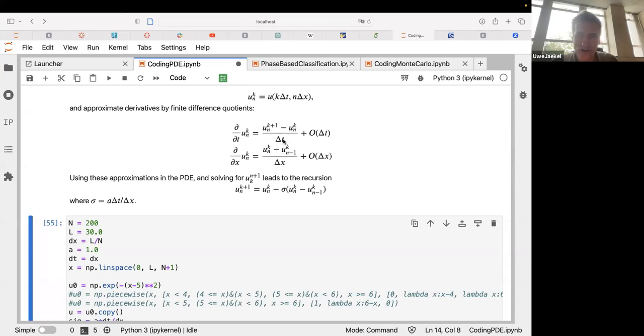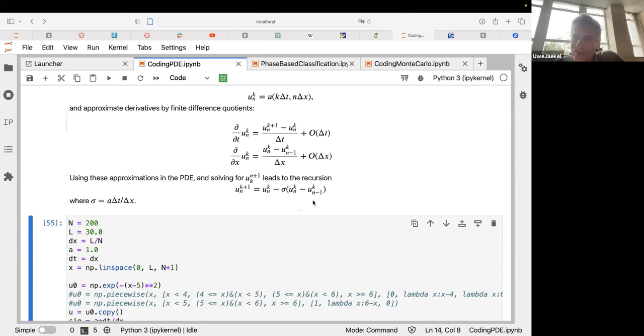We do a forward finite difference in time, and we do a backward finite difference in space. Here we do a forward finite difference, so we compare k plus 1 and k, and here we compare n and n minus 1. Why do we do that? We could do it another way as well, but it has to do with the information flow.